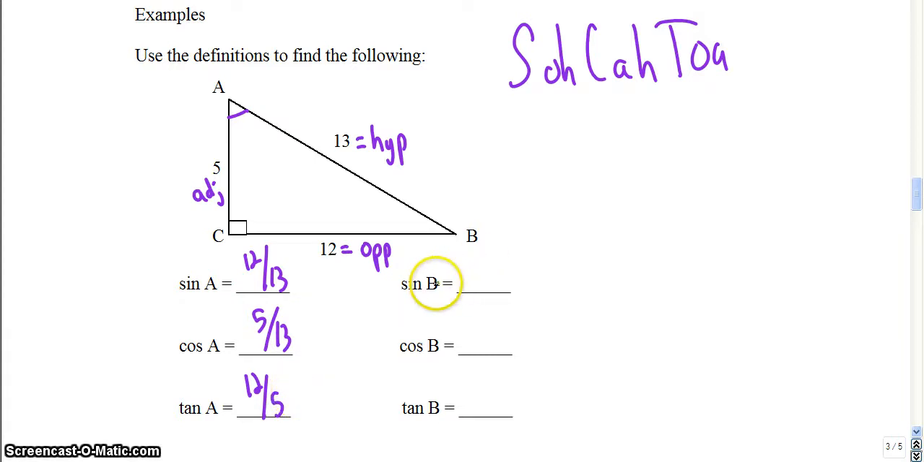Next up, we're supposed to find the sine, cosine, and tangent of angle B. Now, relative to angle B, the opposite is now 5. The adjacent is going to become 12, so the opposite and adjacent changed because of the location of our primary angle, but the hypotenuse is still 13. So the sine of angle B is the opposite of 5 divided by the hypotenuse of 13. The cosine is our adjacent of 12 divided by our hypotenuse of 13. And tangent is the opposite of 5 divided by the adjacent of 12.